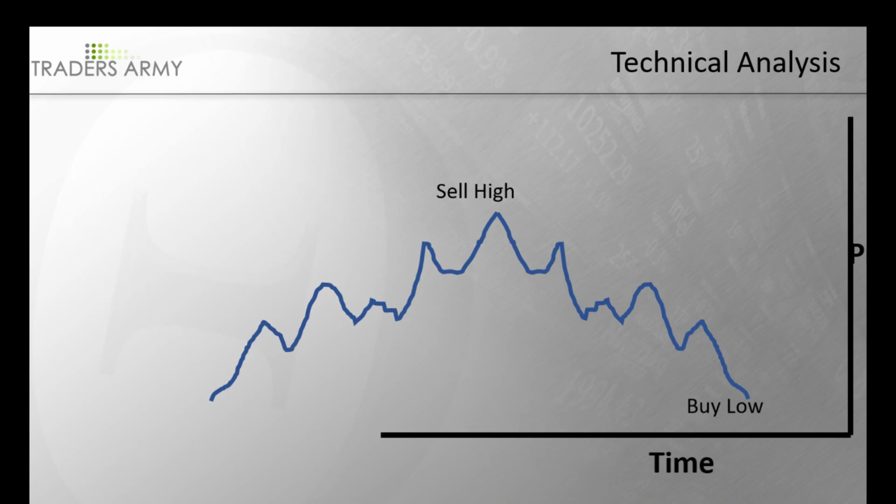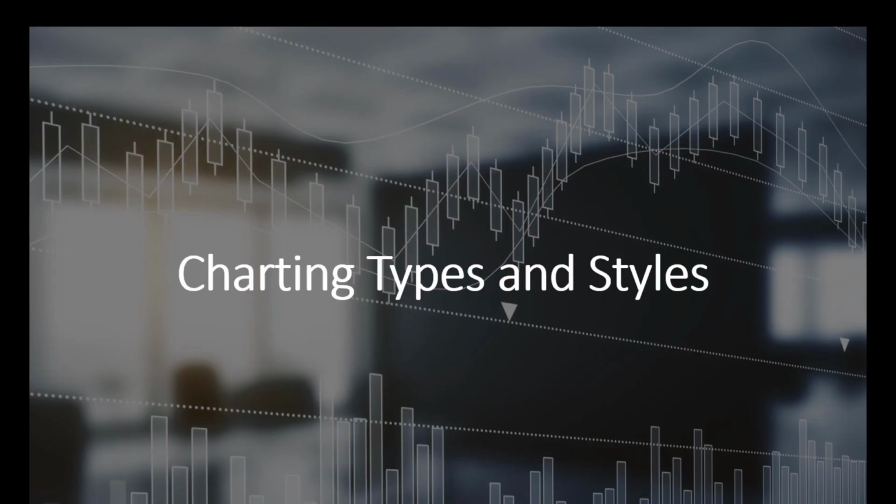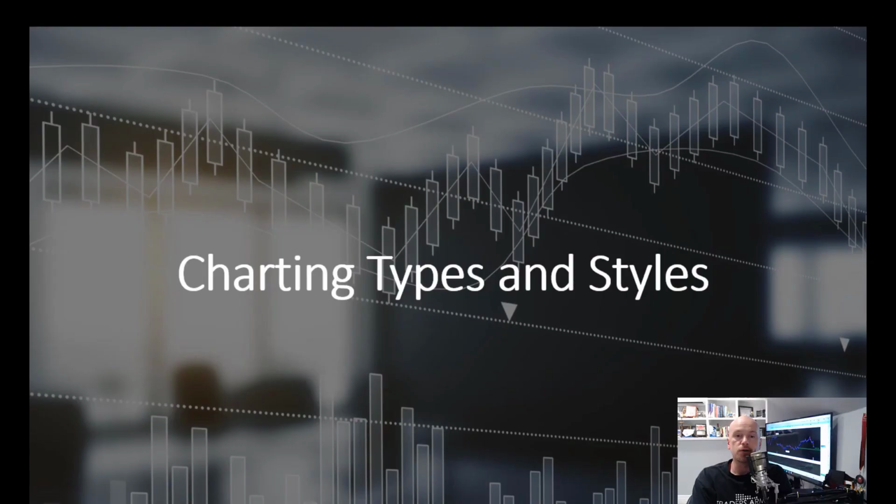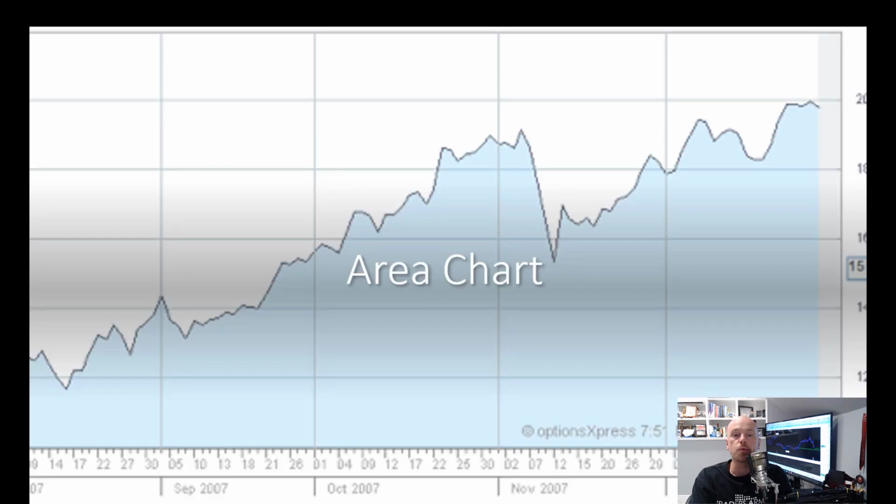Now, there are a couple of different types of price charts, different charting types and styles. The first one, and frankly the one that is probably most common to people, because they see it on television, is the area chart. The area chart essentially takes a line, and each new day or each new week, however the time at the bottom is set, it creates a point. Those points are connected to create a line, and then the area under the line is colored.